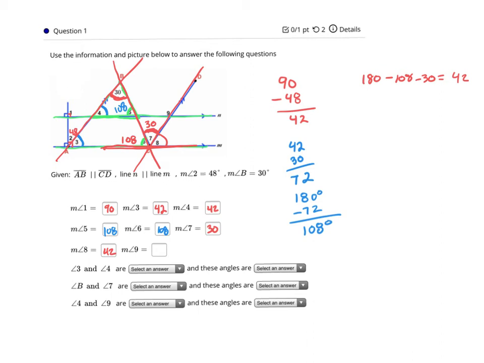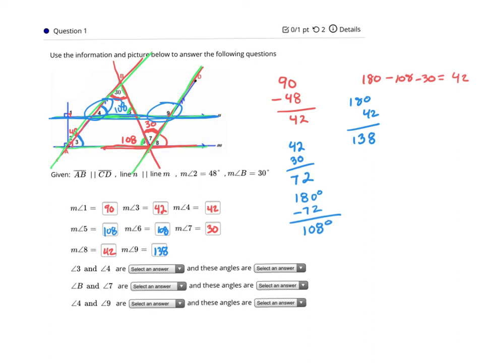Now, in order to find angle 9, we can do that a couple of different ways. The way I'm going to do that is notice that when I look again, I have parallel lines, and this time I'm going to use this as my transversal. Angle 4 and angle 9 are same side interior angles. If they're same side interior angles, they have to add up to 180. So if angle 4 is 42, I just need to do 180, subtract 42, and that's going to give me 138. So the measure of angle 9 would be 138.